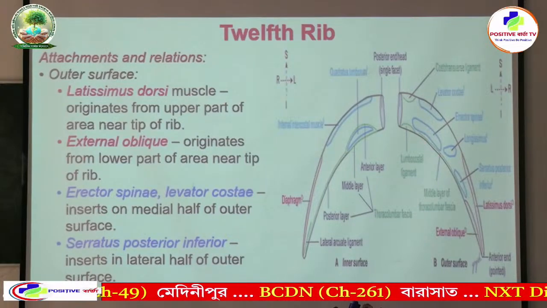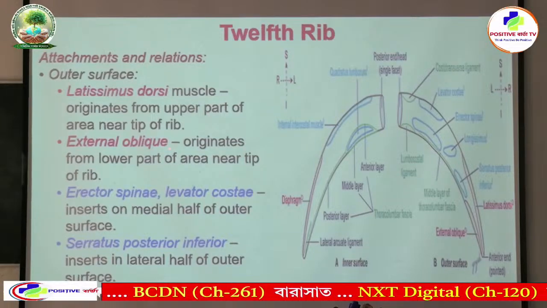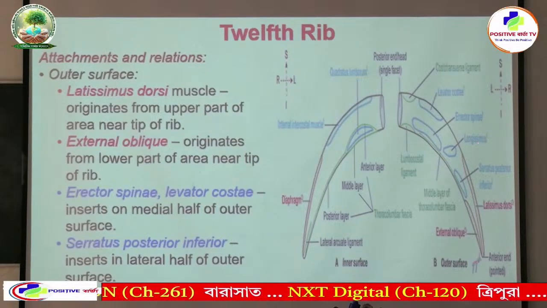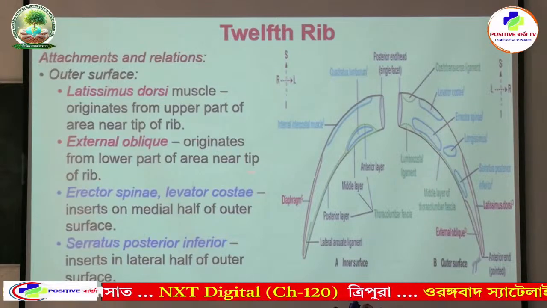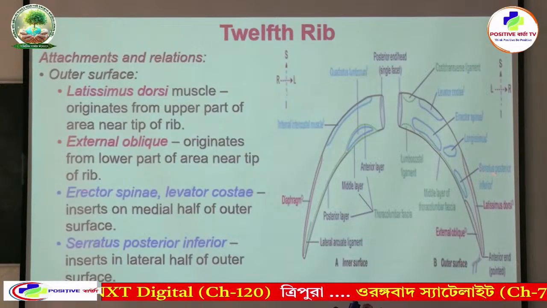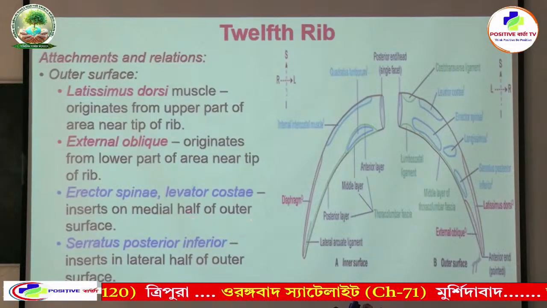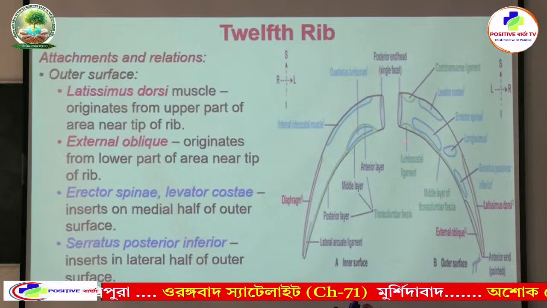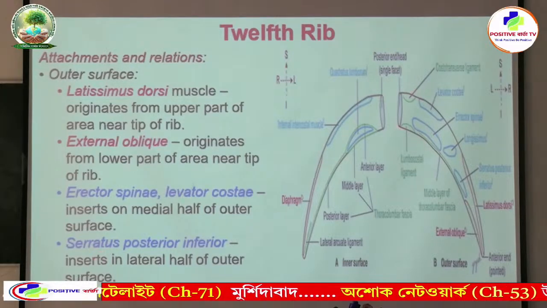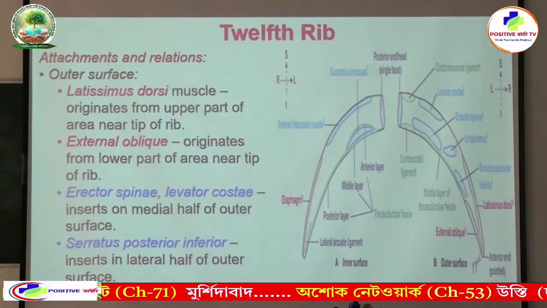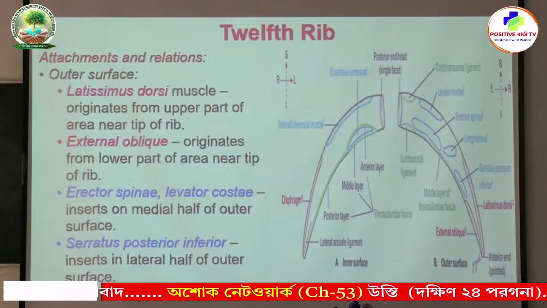So latissimus dorsi muscle originates from the upper part of the area near the tip of the rib. External oblique originates from the lower part of the area near the tip of the rib. Erector spinae and levator costae insert on the medial half of the outer surface. Serratus posterior inferior inserts in the lateral half of the outer surface. Here is serratus posterior inferior.